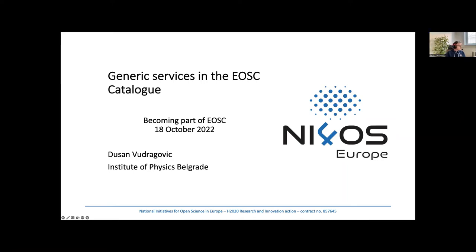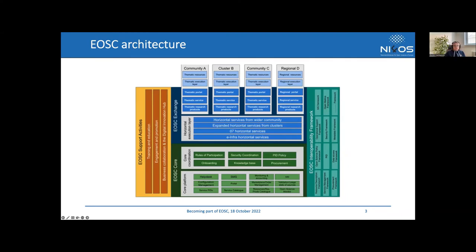Okay, therefore, let's start with the EOSC architecture, and I will try to position the onboarding of a particular resource in this quite complex diagram. Although it is complex, you can clearly see four major components of the architecture. Two of them are horizontal, so we have the EOSC Exchange layer and the EOSC Core layer, and two of them are vertical, so we have the EOSC interoperability framework and EOSC support activities.